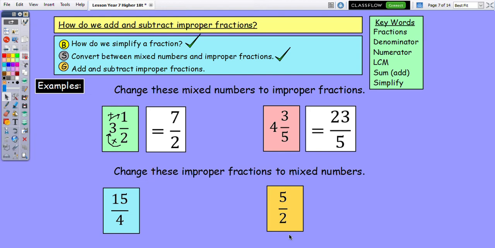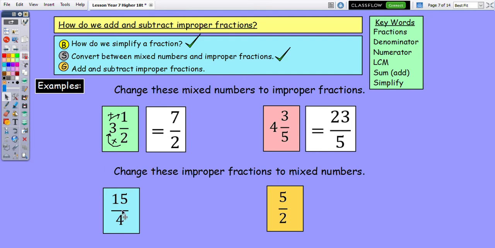Easy stuff. Nothing difficult, nothing strenuous. Now, we have to be able to do this in order to be able to add and subtract fractions. It's a lot easier to deal with fractions in this form than it is in this form. Okay? Now, when we have added and subtracted a fraction, we may get an improper fraction as an answer. And it's always good to leave your answers as a mixed number.